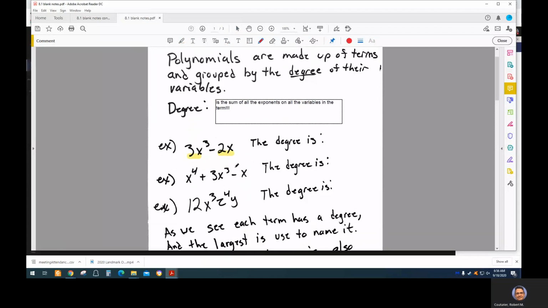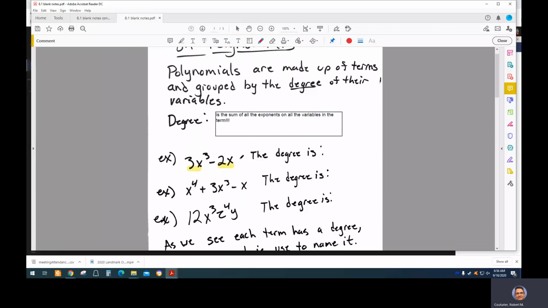Okay, so as we look at this, we'll look at each term and determine the degree of each term. We look at this first example and we say, okay, here's the variable. There's only one. What is the exponent? 3. So this first term has a degree of 3. Then we look at this term here, 2x. One variable, and there's a little imaginary 1. This has a degree of 1. Look at the next one, only one variable, degree of 4. This one, degree of 3, and a degree of 1.